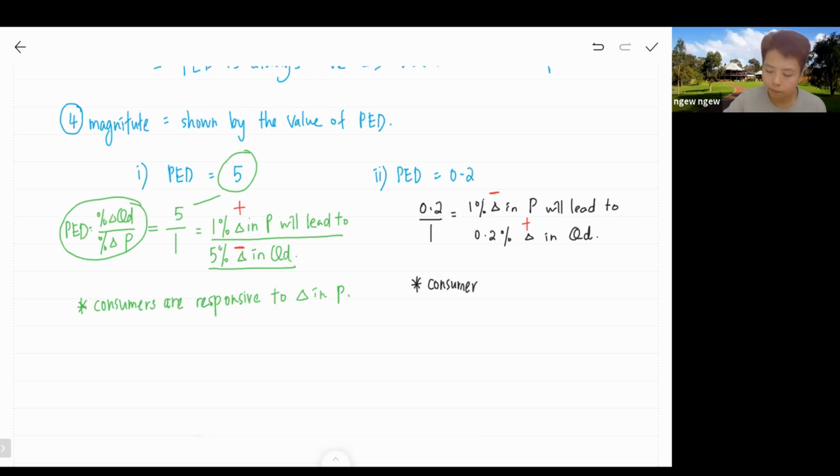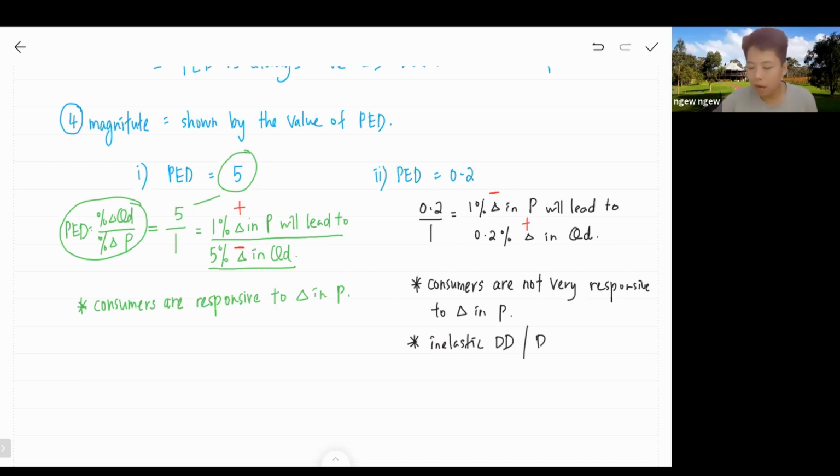So in this case, I can draw a conclusion where consumers are not very responsive to changes in price. Is that okay? I hope I'm not going too fast. Okay, now, moving on, guys. If consumers are not very responsive, we say this is inelastic demand. Or we can write it this way: demand is price inelastic, which means demand is price insensitive.